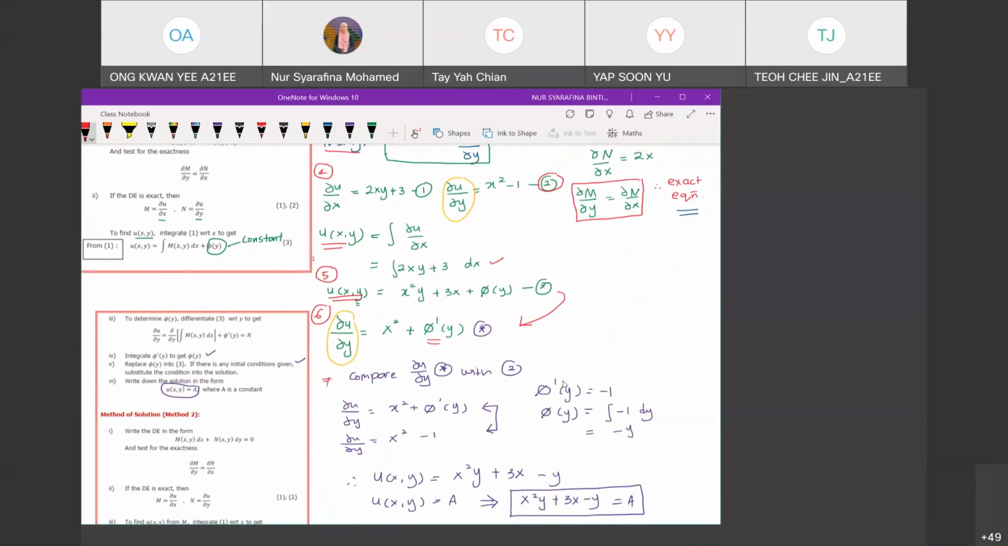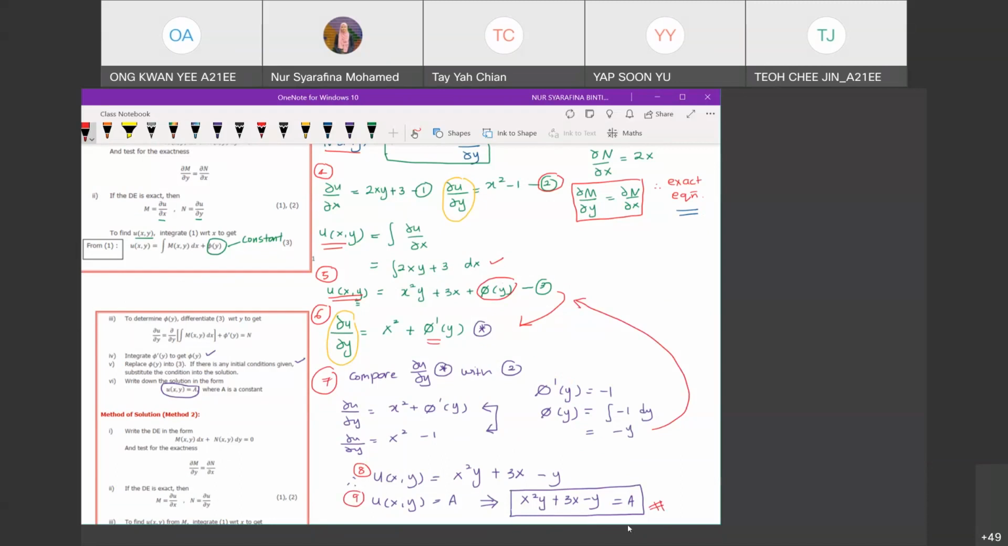Compare, and then you obtain the value of phi y here. Last, you just substitute your phi in here. Once you identify your phi, substitute again, and this is your u. So lastly, equate them to a constant. Then this is your final answer.